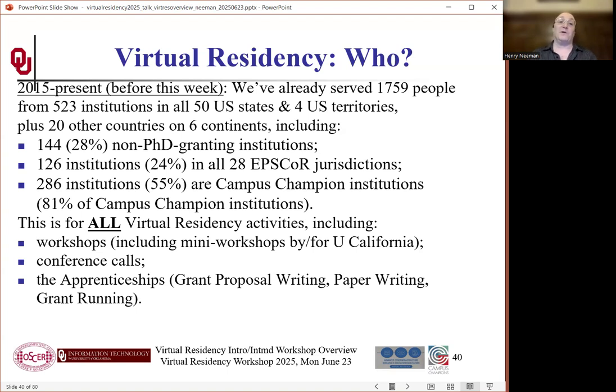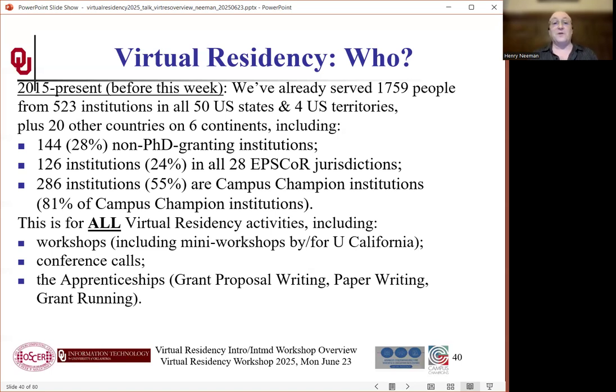Just under a quarter of our institutions are from EPSCoR, the Established Program for the Stimulation of Competitive Research. So these are states and territories in the US that receive less than 0.75% of federal research funding dollars. There are 28 of us, so about half the states and territories are EPSCoR, and about a quarter of the participating institutions are in EPSCoR jurisdictions. 286 institutions are campus champion institutions. So that's about 4/5 of all campus champion institutions.